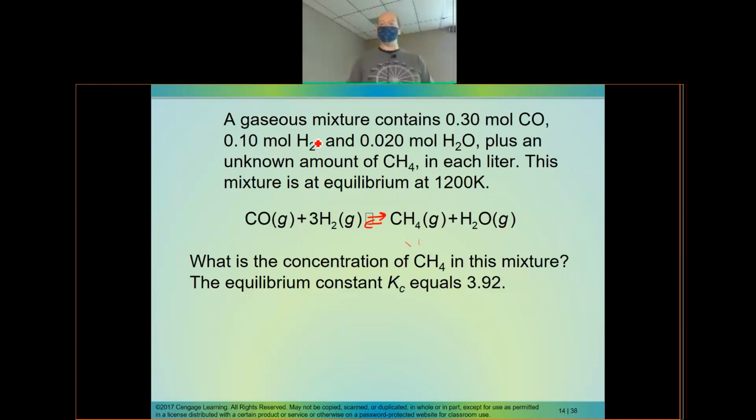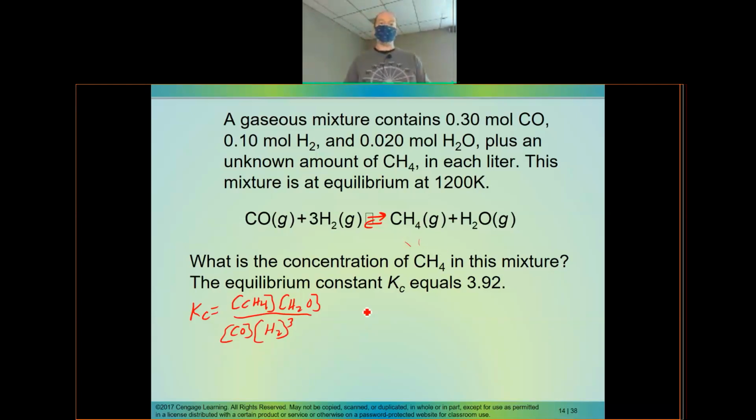All right, a gaseous mixture contains 0.3 moles of CO, 0.1 mole of H2, and 0.02 moles of H2O, plus an unknown amount of CH4 in each liter. This mixture is at equilibrium at 1200 Kelvin. The question is, what is the concentration of CH4 in this mixture? They give you the equilibrium constant, and that is 3.92. The first thing you want to do is write the expression. Kc is the concentration of products, CH4 raised to its coefficient 1, H2O raised to its coefficient 1, divided by CO raised to its coefficient of 1, and hydrogen raised to its coefficient of 3. They are all gases, so they all go into your equilibrium expression.